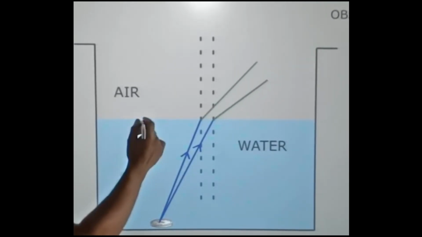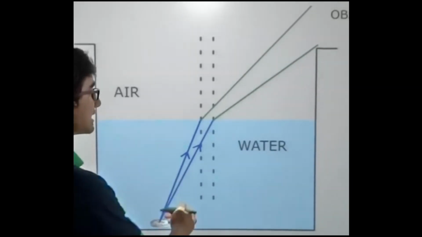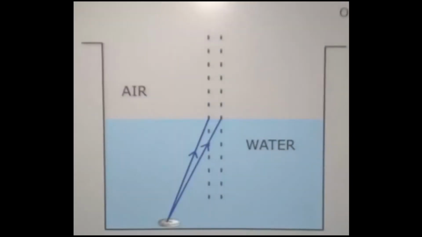Now the normals at the points of incidence on the surface of the water have been drawn. So since rays of light are incident from a denser medium to a rarer medium, refraction will take place and the refracted rays will bend away from the normal. So as you can see in this animation, the refracted rays are bending away from the normal and they are shifting away from the normal.